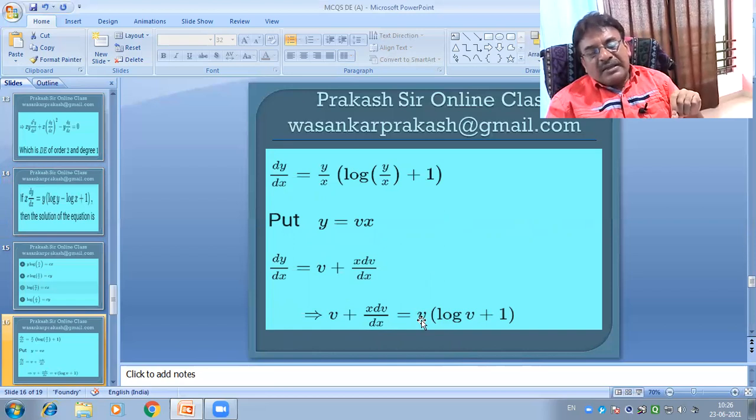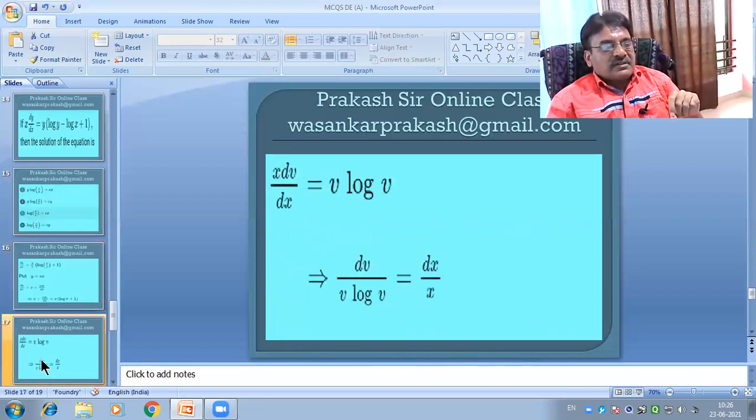Then multiply by v: v into log v plus v into 1 by v, then v gets cancelled, v gets cancelled. So we get here x into dv by dx is equal to v log v. So we write here x into dv by dx, which is equal to v log v. And here we use the variable separable form.